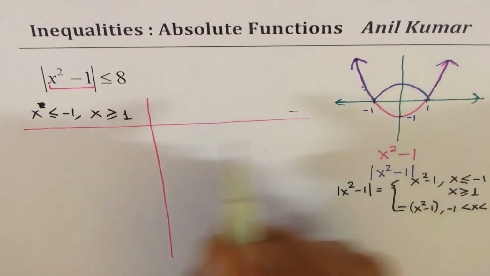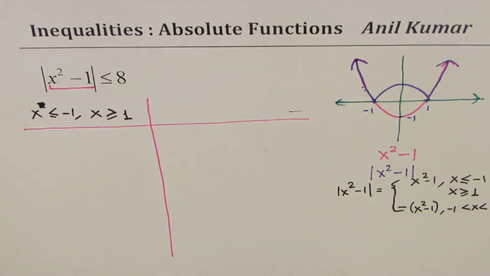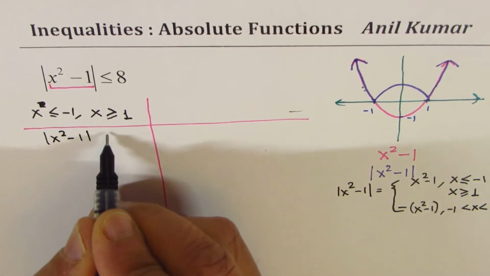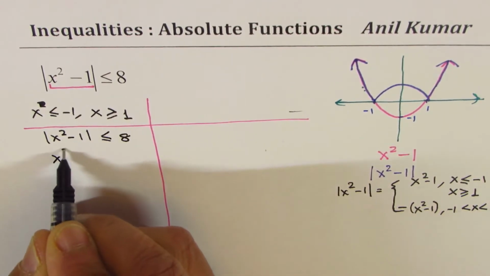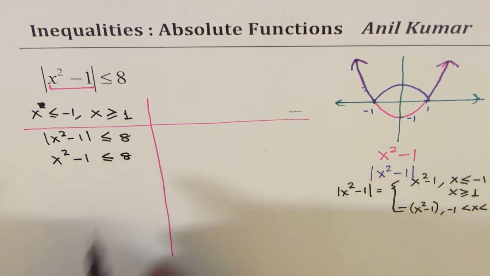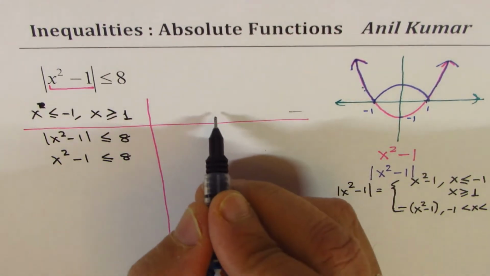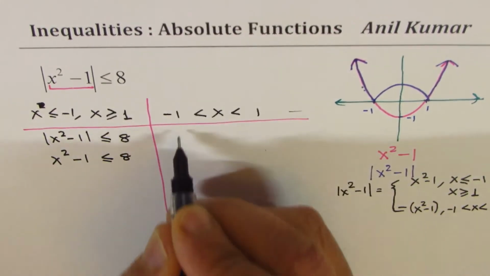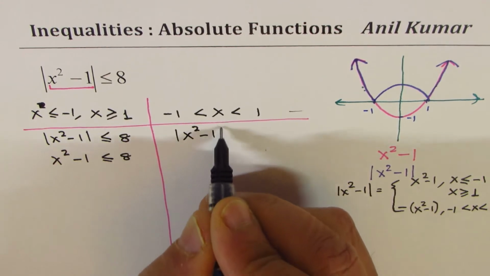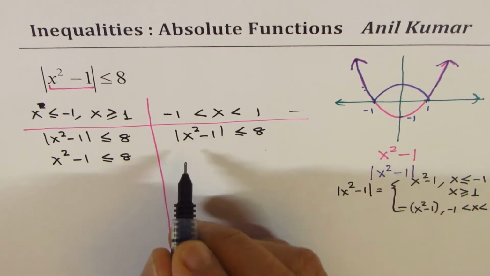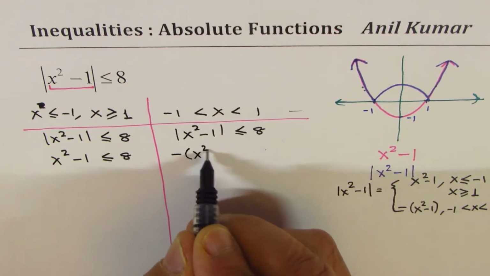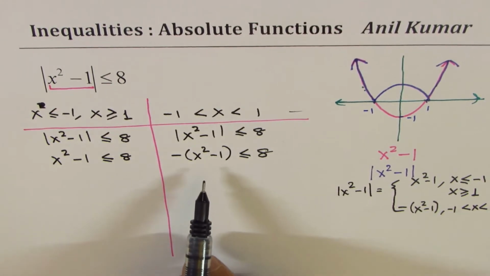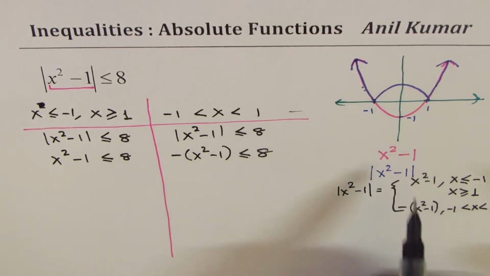Now here you see the function is as such. What is inside? Do you agree with me? So I could write the absolute value of x squared minus 1 less than or equal to 8 as x squared minus 1 less than or equal to 8. Perfect. If I solve the same inequality for x greater than minus 1 and less than 1, the inequality being the absolute value of x squared minus 1 less than or equal to 8, that will be written as minus of x squared minus 1 less than or equal to 8. Do you understand? Since we flipped it, perfect, since we flipped it.